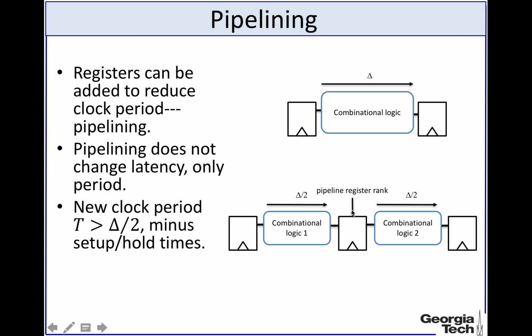What this register does is that, in the previous case, the final output from this register was updating once every clock period, which was larger than delta. Now in this case, there will be an output coming out every clock period, which can be delta by 2. So essentially by pipelining, you can get more outputs in a given period of time.